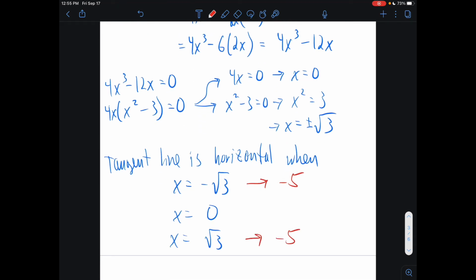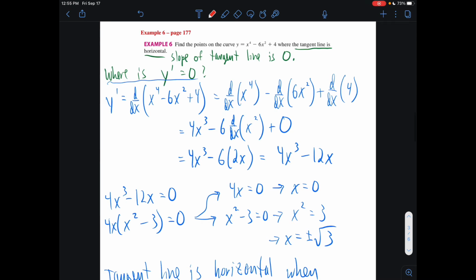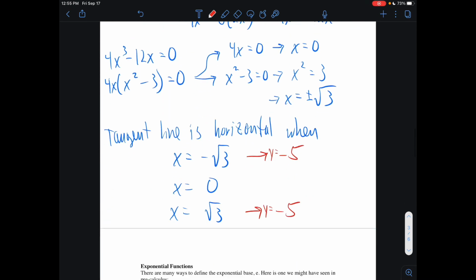And then finally, I should be writing this as y equal to those values. If we plug in x equals 0, then I get y is equal to positive 4. So that gives us our coordinates, the x and y coordinates.